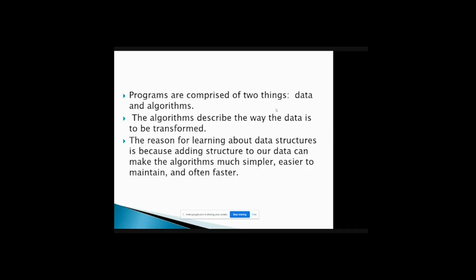Take for example, I want to arrange the elements in ascending order. Probably I'll give the input which has been shuffled, that means it is not arranged in any particular order. Then I will apply one algorithm, probably bubble sort or something like that. After applying that algorithm to the input data, it will arrange it in ascending order. So basically an algorithm describes the way the data is to be transformed from one form to another.